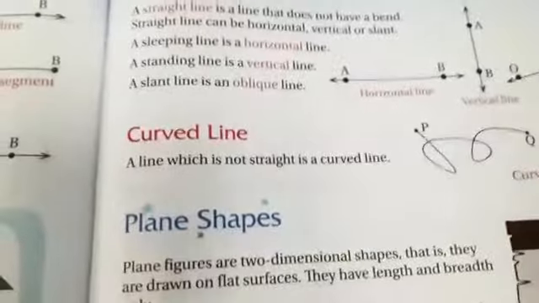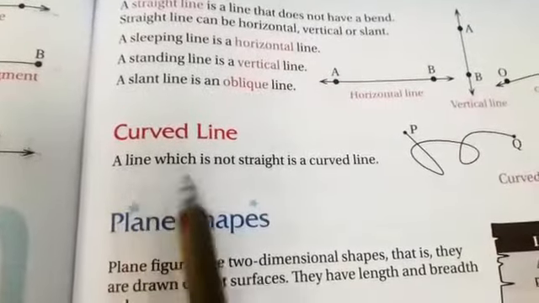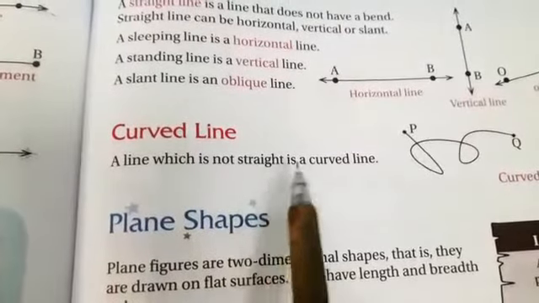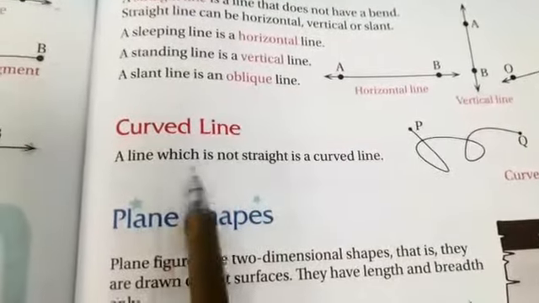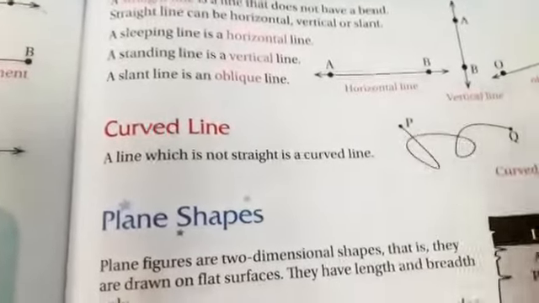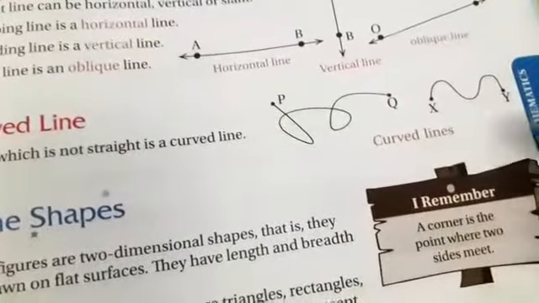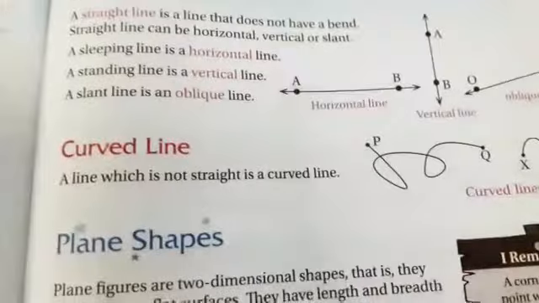Then curved line. A curved line has a bend. A line which is not straight is a curved line. It has a curve. Here look at the picture. The curve goes from P to Q, and here X to Y. So that is a curved line.